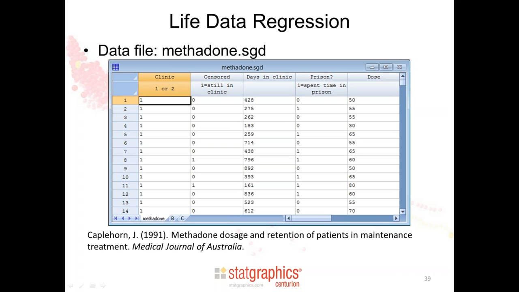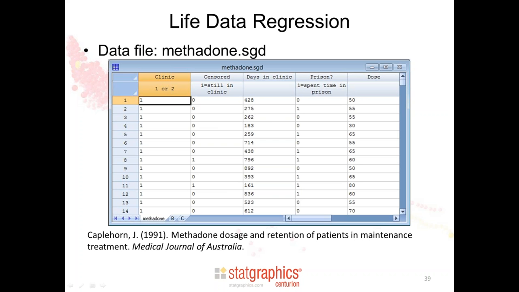Life data regression is widely used if you're looking at survival times, for example, of cancer patients who were given different treatments, or you're looking at time to failure of items being produced by a manufacturing process. We have a particular procedure in Statgraphics that will do a life data regression for us.